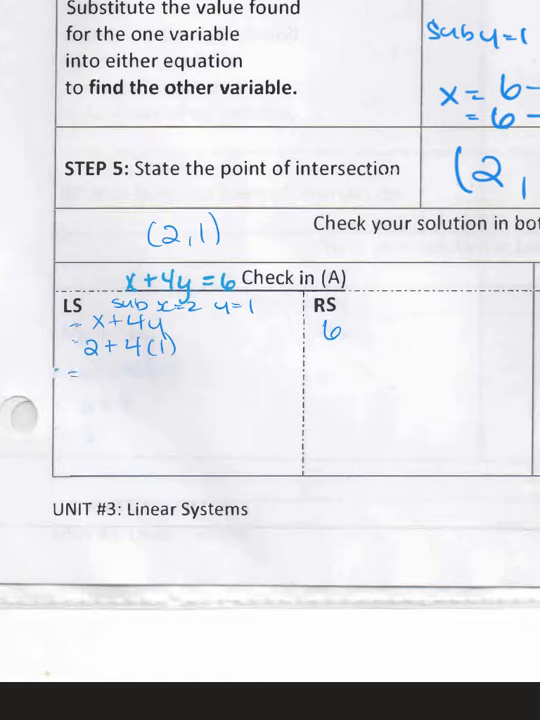4 times 1 is 4. 2 plus 4 is 6. And my right side and my left side are equal to each other, 6 and 6. That means the same thing. So my left side equals my right side, math smiley face. So that was for my first equation.